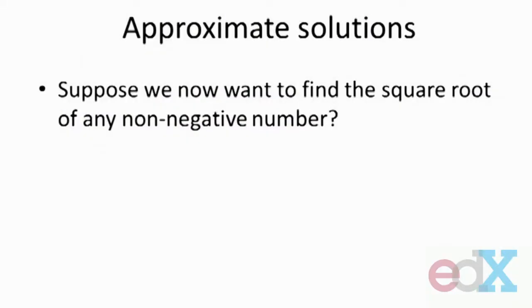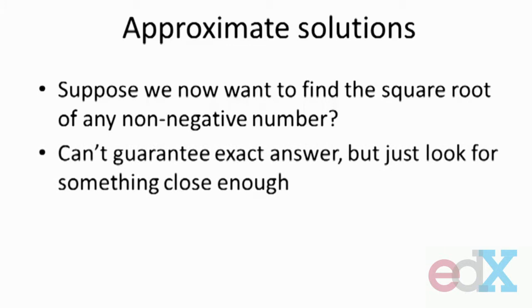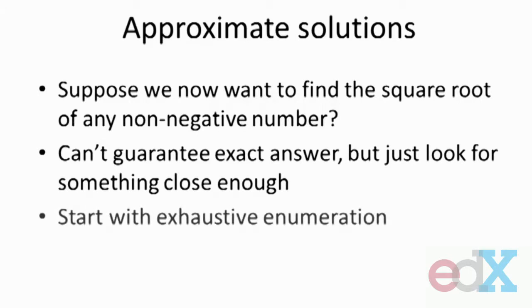We could certainly still generate exhaustively a number of different guesses, all differing by a small amount. So we could start at 0 and then say, for example, do 0.01, 0.02, etc., for whatever small amount we might want to use, and use the same idea. But if we do that, in fact, we can't guarantee that we're going to get the exact answer. We'll just have to make sure that we're close enough. We can use that idea. So we can still use exhaustive enumeration.